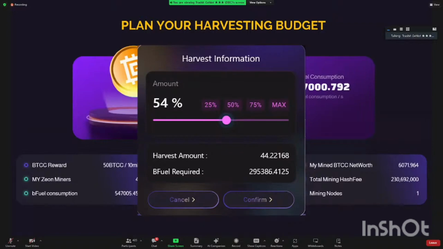So please make sure that you bring in fresh funds whenever you are comfortable, to harvest. Only that way will you be able to make the most of your mining journey. Because what you are mining, you are selling off to again mine a new thing. It doesn't make any sense, right?